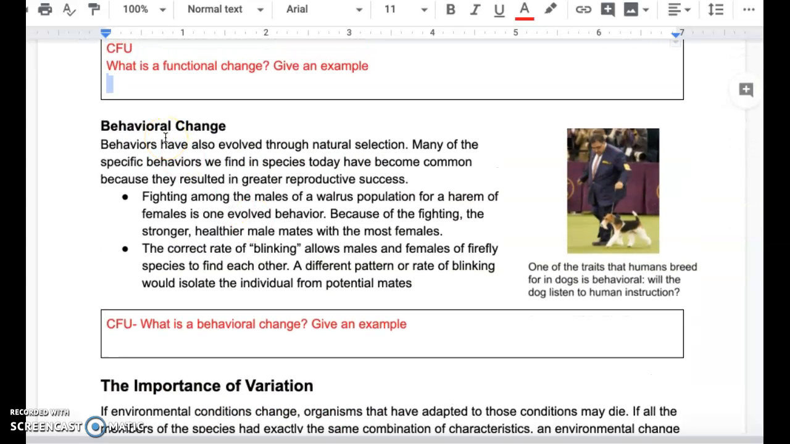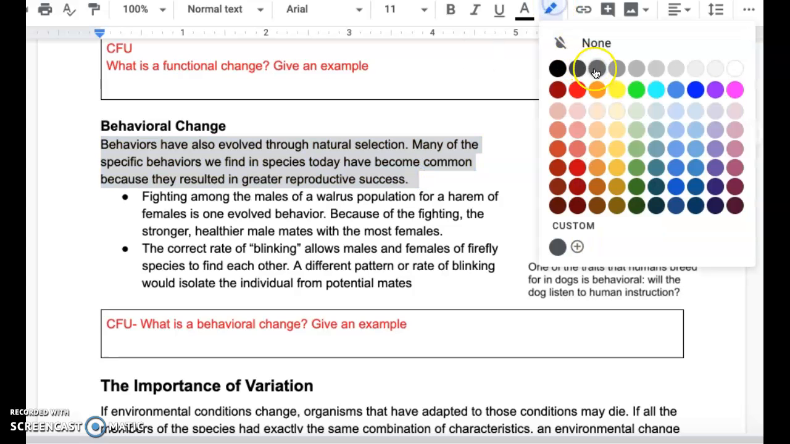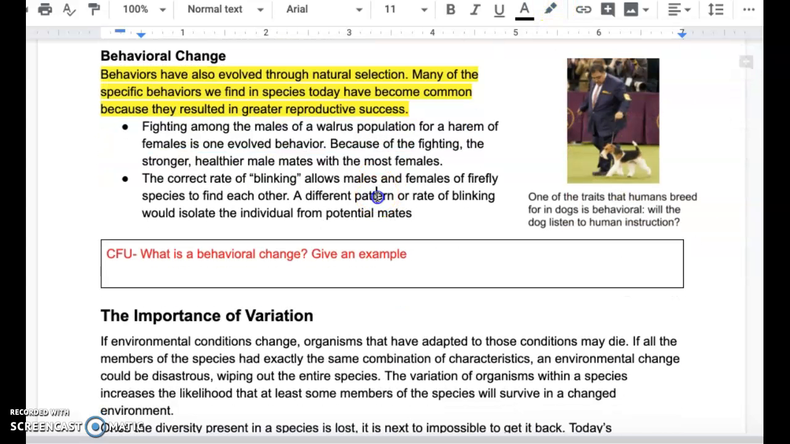Behavioral change. Behaviors have also evolved through natural selection. Many of the specific behaviors we find in species today have become common because they resulted in greater reproductive success. For example, fighting among the males of a walrus population for a harem of females is one evolved behavior. Because of the fighting, the stronger, healthier male mates with the most females.